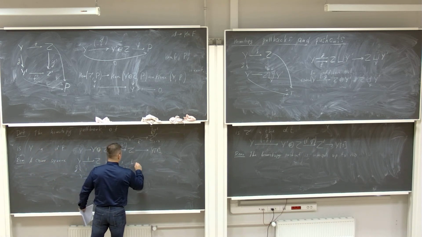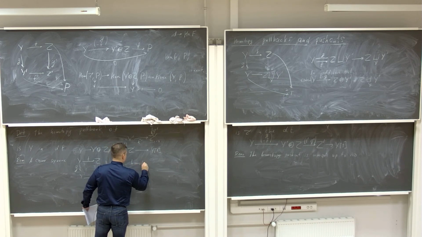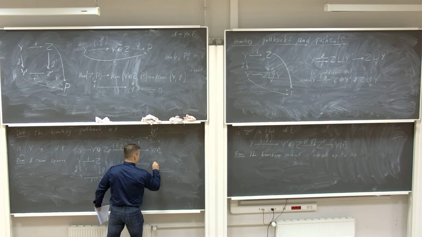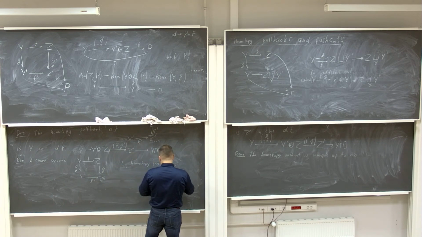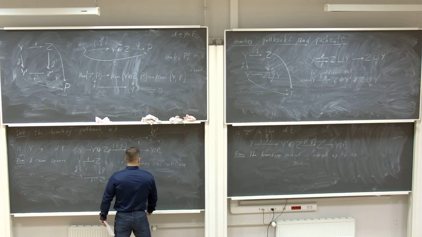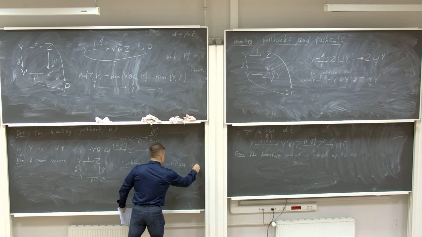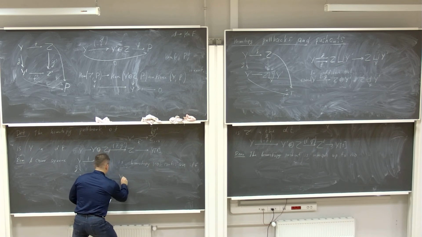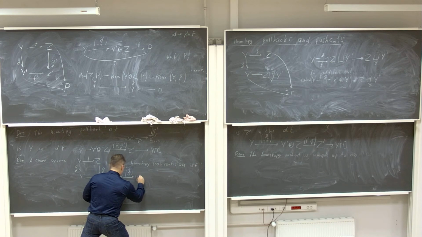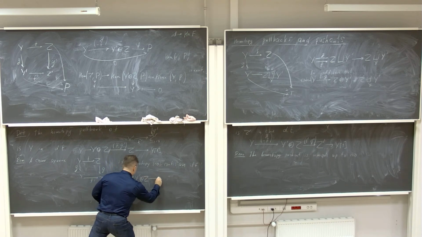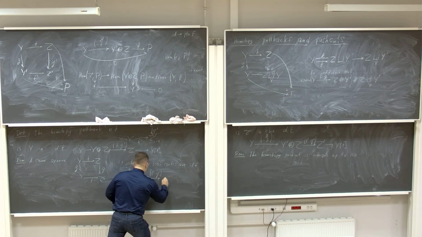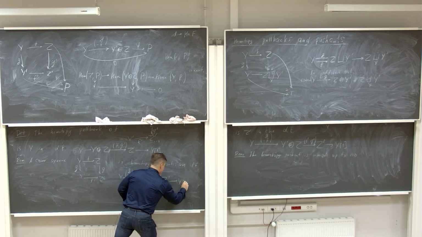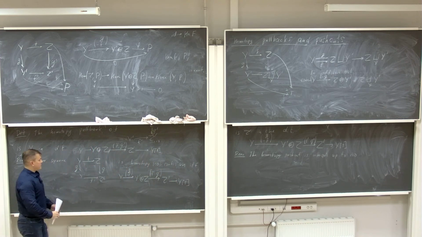The square is homotopy Cartesian or co-Cartesian if and only if we have a distinguished triangle like this.